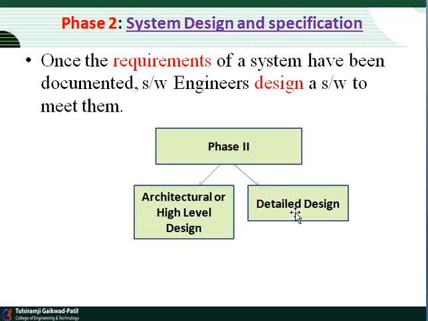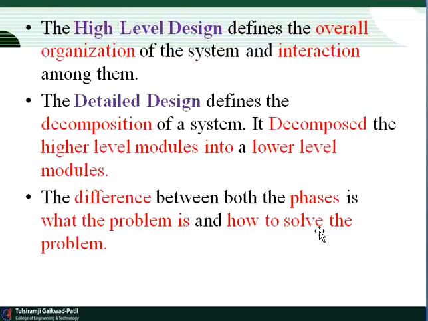After that, detailed design means what type of requirements the customer requires, what features the customer requires. Everything in detailed design is done in phase 2. High level design defines the overall organization of the system and the interaction among them. As we already discussed what is high level design, what is the final design the customer needs, and why it is needed.